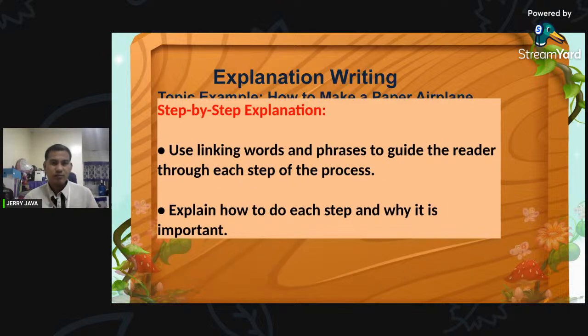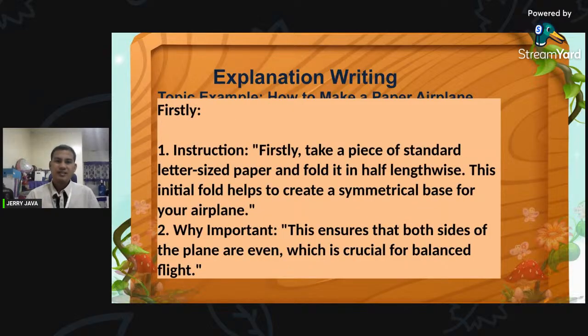Then you have to provide a step-by-step explanation. Use the linking words and phrases to guide the reader through each step of the process. Explain how to do each step and why it is important. Example: firstly, one instruction. Firstly, take a piece of standard letter sized paper and fold it in half lengthwise. This initial fold helps to create a symmetrical base for your airplane.